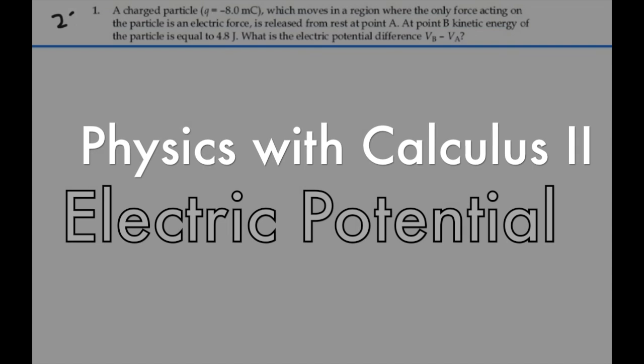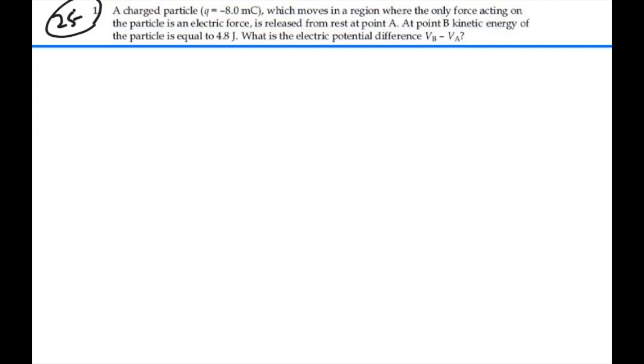Here's problem 25-1. A charged particle, Q equal to minus 8 millicoulombs, which moves in a region where the only force acting on the particle is an electric force, is released from rest at point A. At point B, the kinetic energy of the particle is equal to 4.8 joules. What is the electric potential difference, VB minus VA?